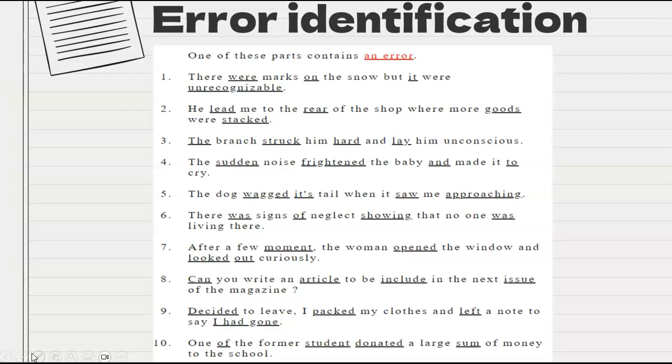So for example, if you say in number 1 the mistake or the error is it, underline it in another color. For example, it could be in red color, the mistake.